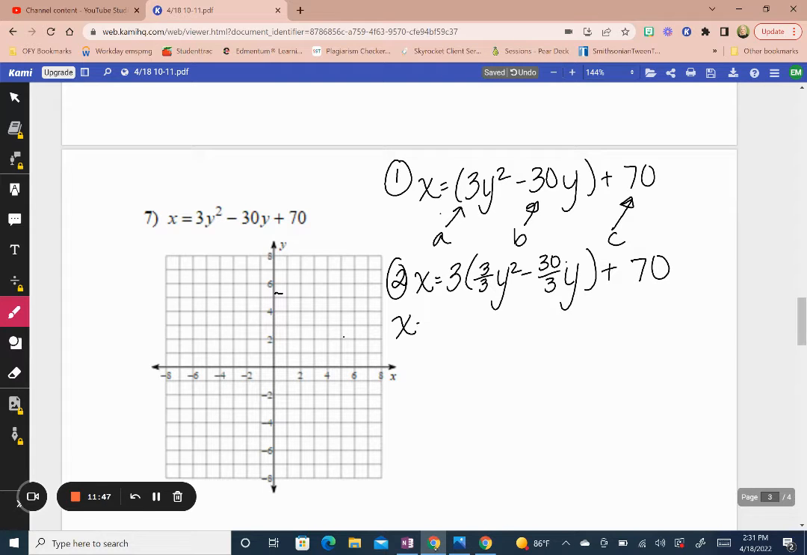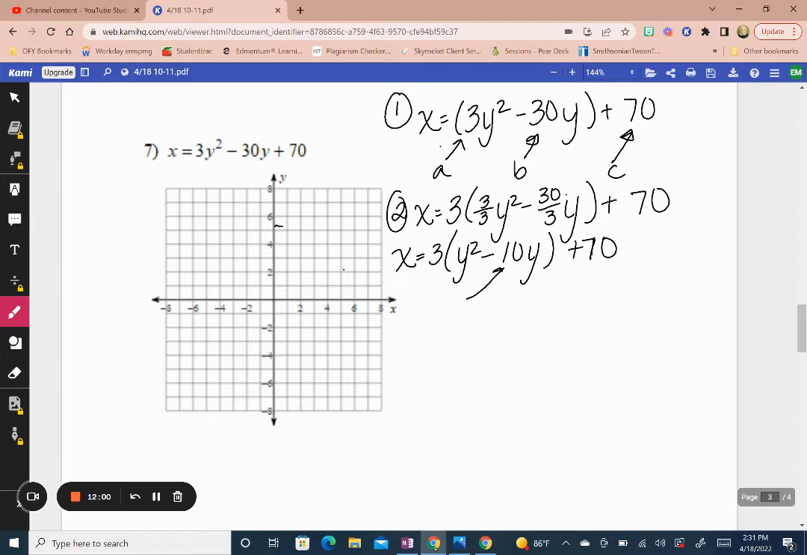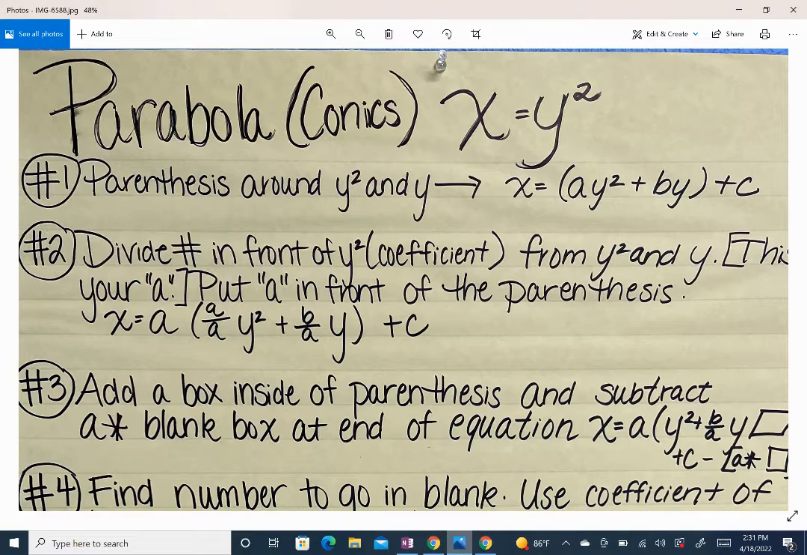Don't worry about it for now. So I'm just going to simplify. X is equal to 3 parentheses y squared minus 30 divided by 3 is 10, 10y plus 70. At this point, this negative 10 is equal to b divided by a. Keep that in mind for later, okay? Okay, that's step number 2.